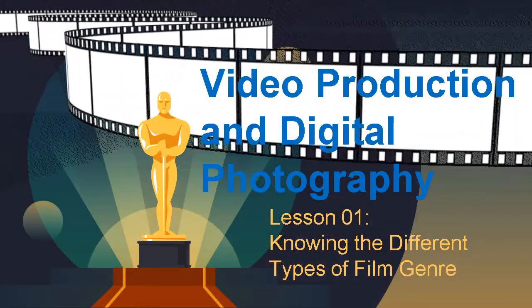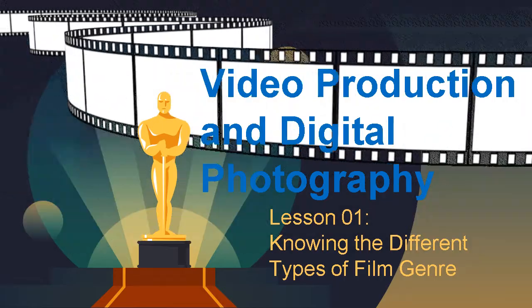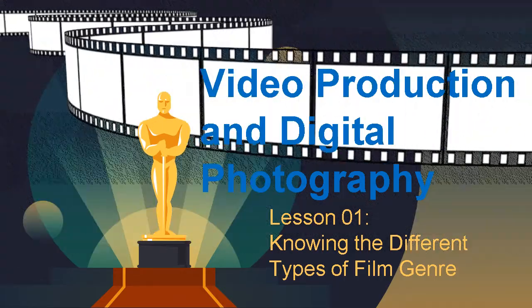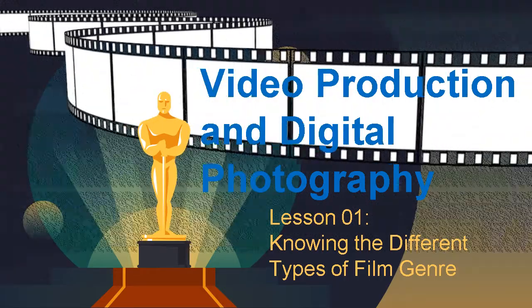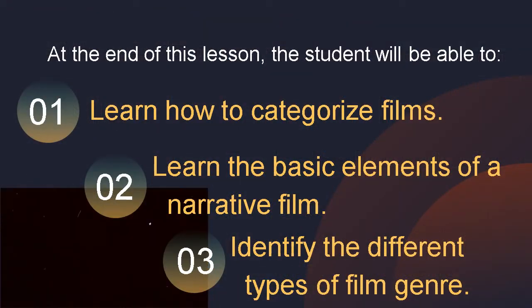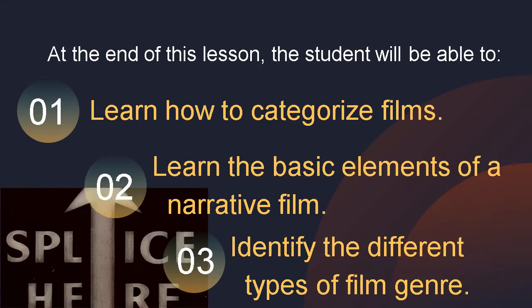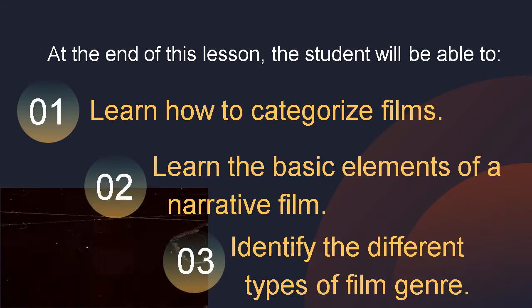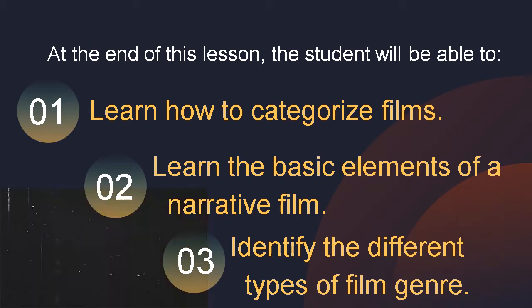Welcome to your Lesson 1 on Video Production and Digital Photography. This is your Lesson 1, Knowing the Different Types of Film Genre. For your lesson outcomes, at the end of this lesson, you as a student will be able to first, learn how to categorize films, second, learn the basic elements of a narrative film, and third, identify the different types of film genre.